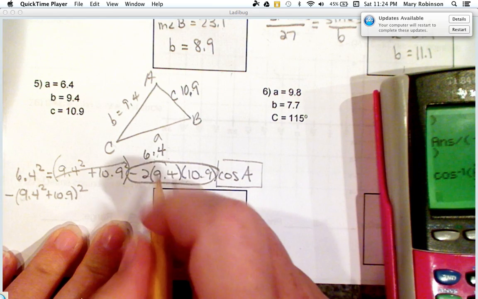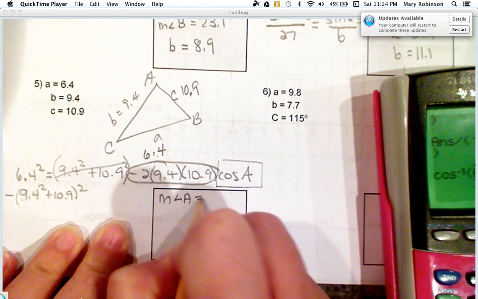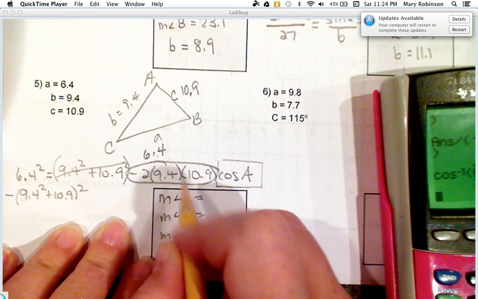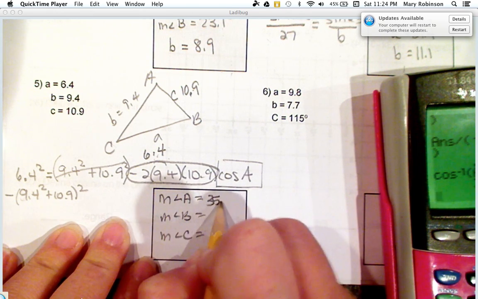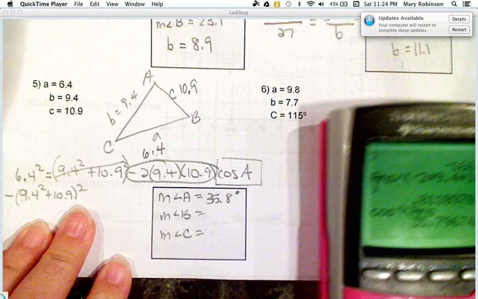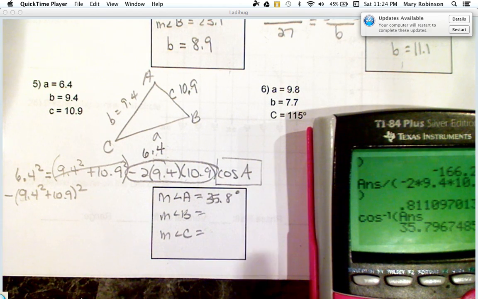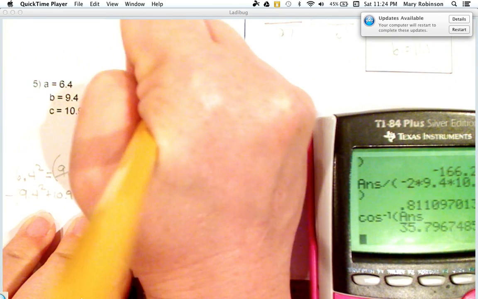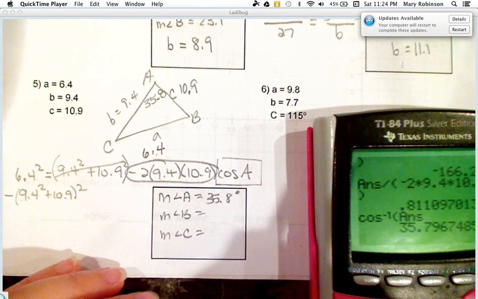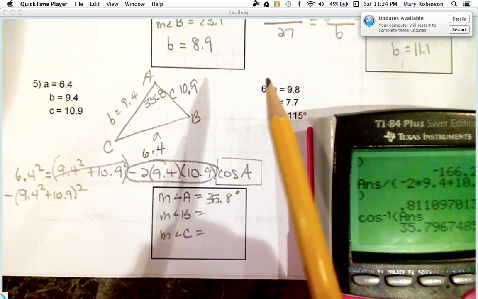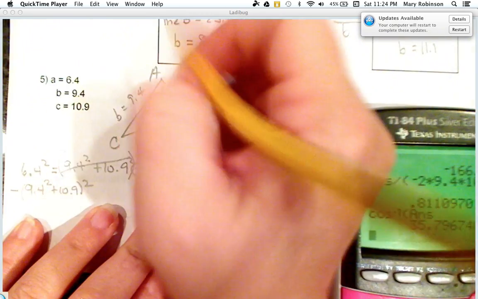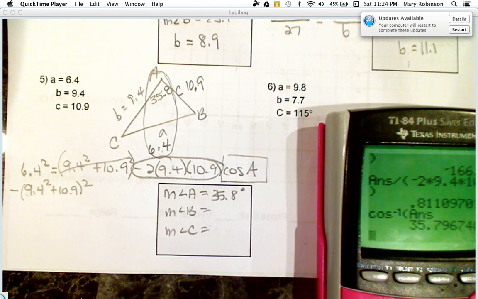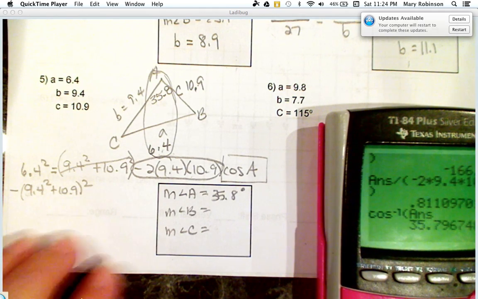Let me go ahead and write in here that we need to define the measure of angle A, the measure of angle B, and the measure of angle C. And A was 35.8 degrees. Alright, so my next step, now that I know an angle, I can go ahead and use law of sines, because I know angle A is 35.8 and side A is 6.4.